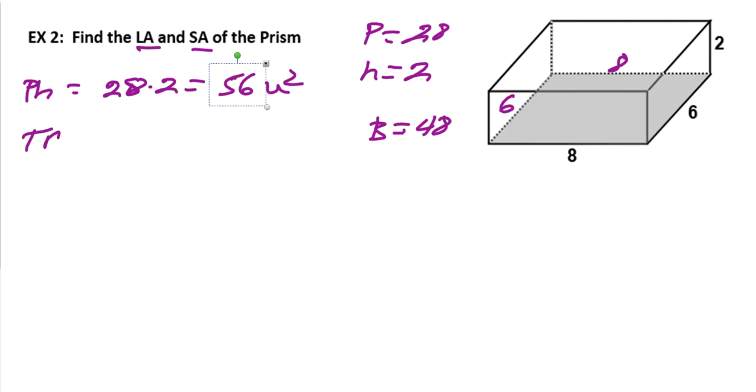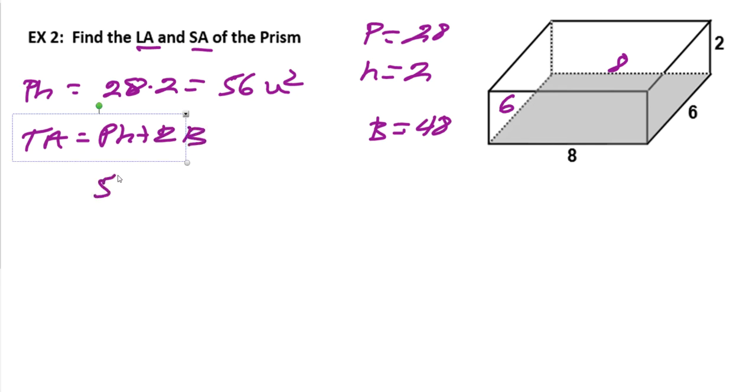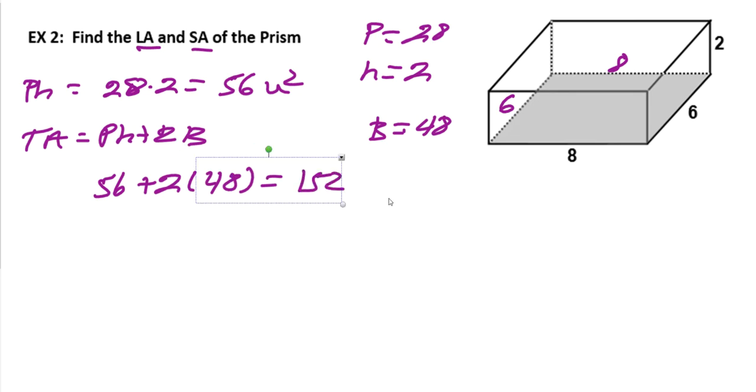Total area is this right here, is perimeter times height plus 2b. Okay, so we got the perimeter times height is 56, and our 2b is just 2 times 48. And that gives me 152. Yes, my pen is driving me nuts. And that's going to be units squared.